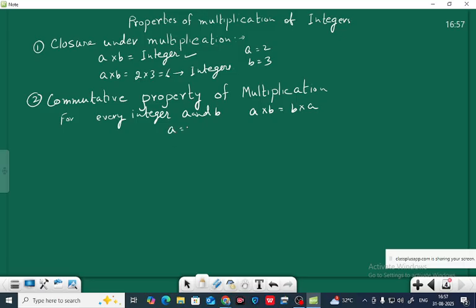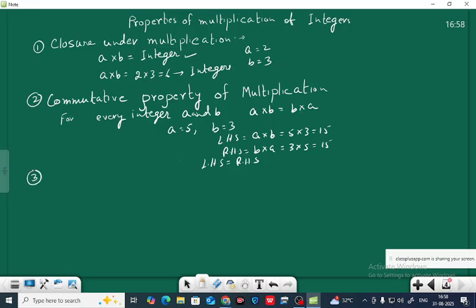Let us take a is equal to 5 and b is equal to 3. Therefore, left hand side is a into b, 5 into 3, 5 threes are 15. And right hand side is b into a, that is 3 into 5, 3 fives are 15. Again, we are getting 15. Therefore, left hand side is equal to right hand side. So it holds that for every integer a and b, a into b is equal to b into a.